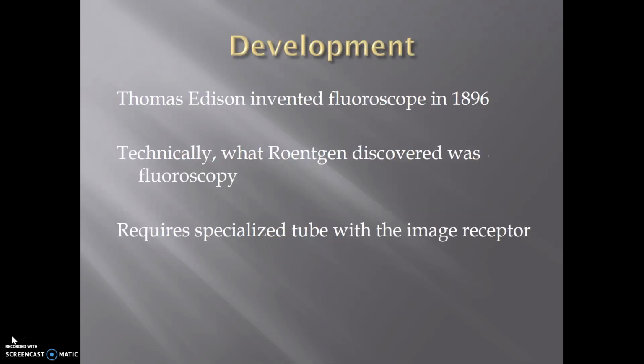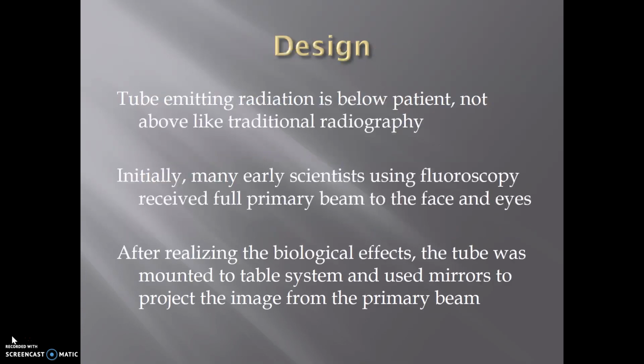Thomas Edison invented the fluoroscope in 1896. Technically, what Röntgen had discovered was fluoroscopy, and it requires a specialized tube with the image receptor. The tube emitting radiation is typically below the patient, not above, like traditional radiography. Initially, many early scientists using fluoroscopy received full primary beam radiation to the face and the eyes.